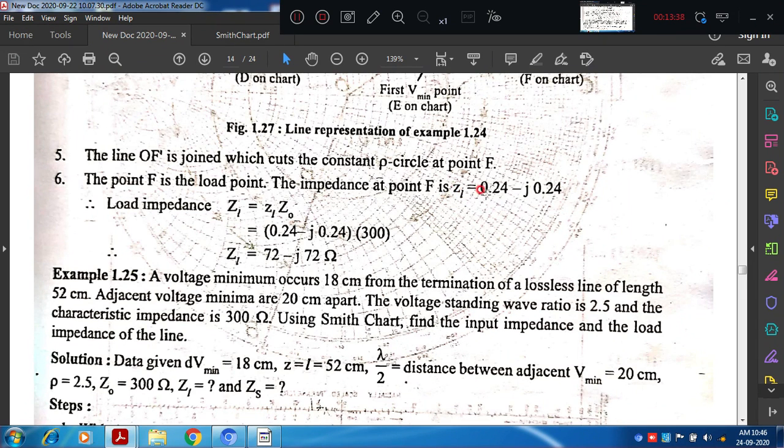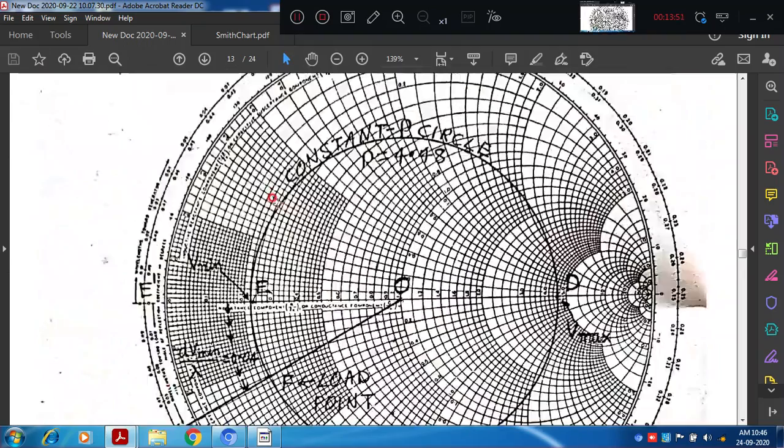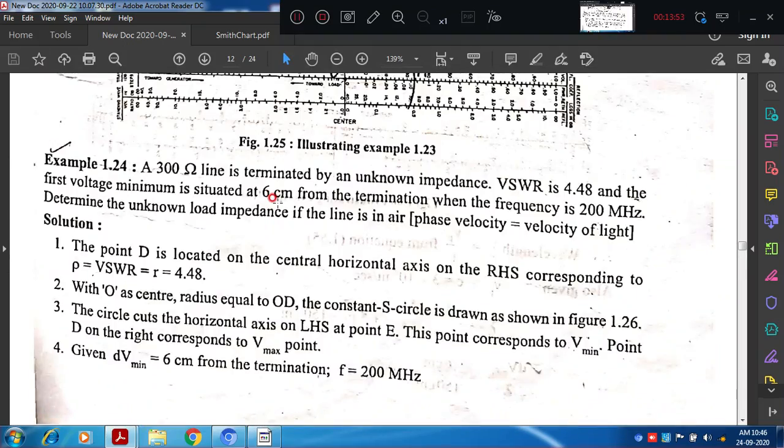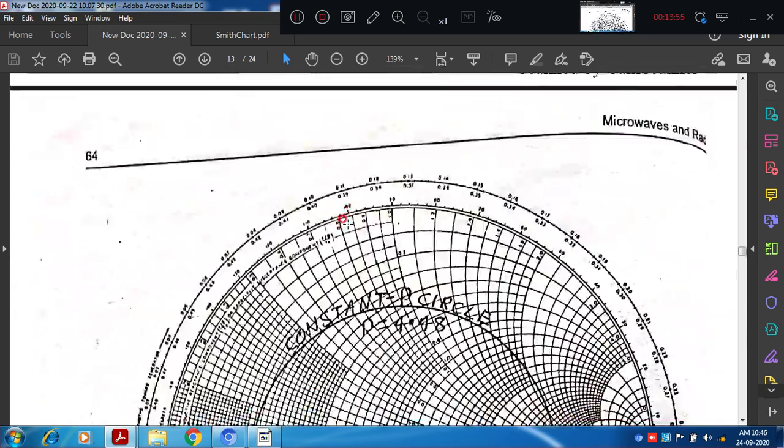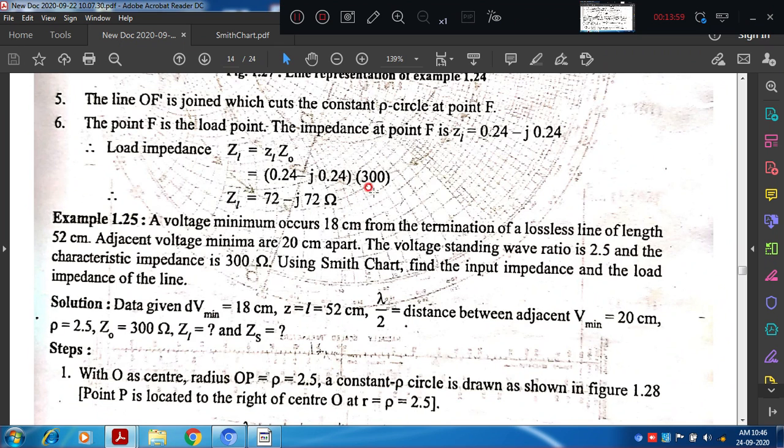This is the small zL, but we want the capital ZL value. So capital ZL equals small zL into Z0, where Z0 is the characteristic impedance. That's what they have given, 300 ohm. So if I multiply by 300 ohm, we'll get ZL as 72 minus j72 ohm. This is the load impedance.